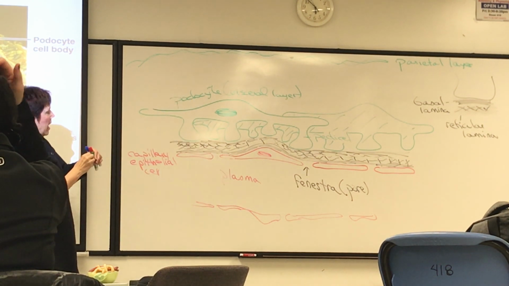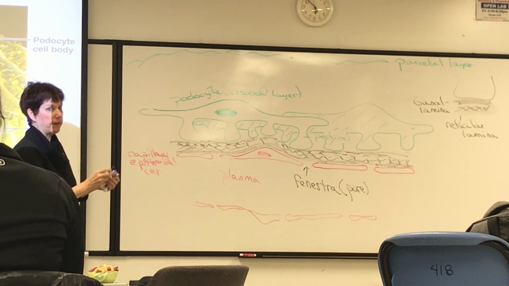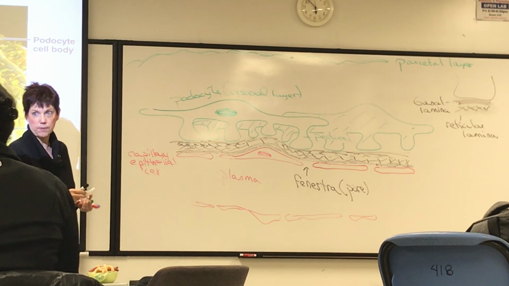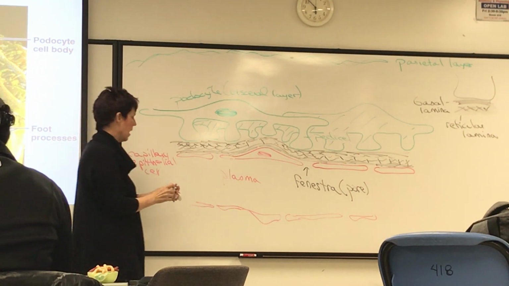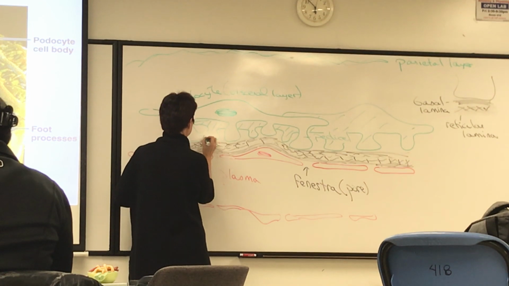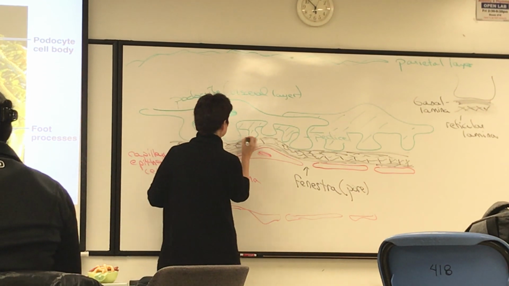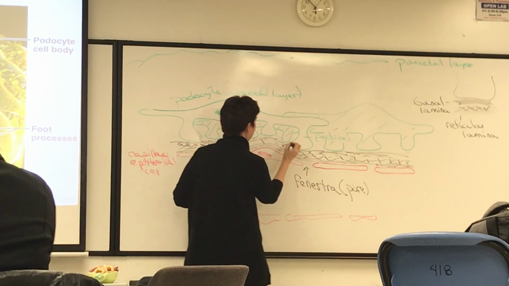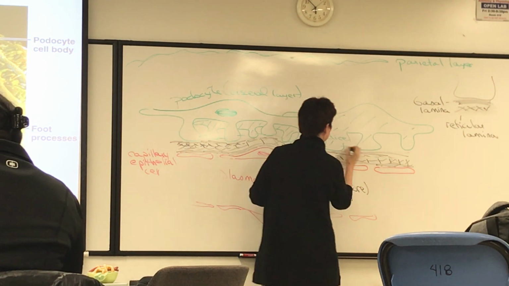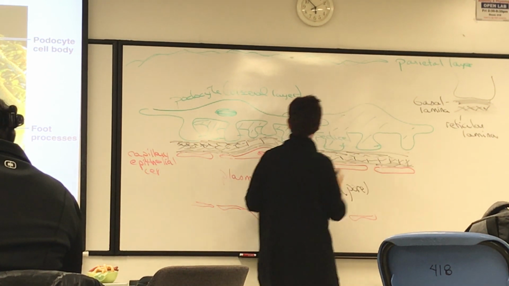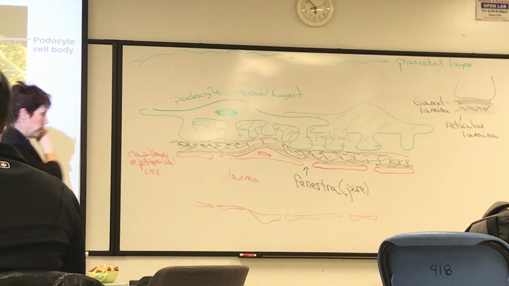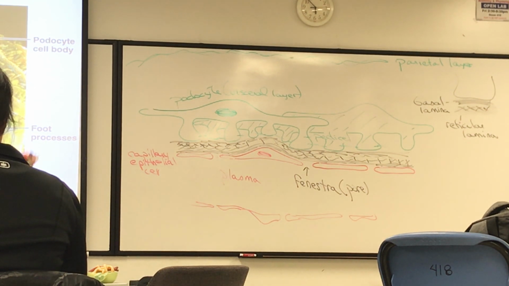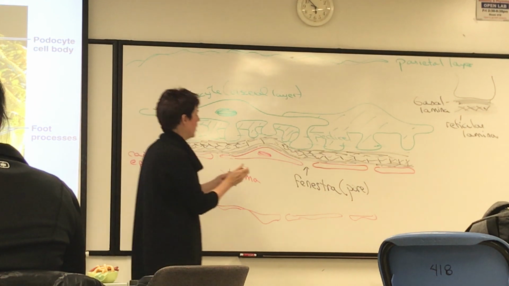So in between the foot processes, we have a filtration slit membrane. So it's not a completely open space, but it's made up of some proteins that have negative charges. And those negative charges affect the movement of particles through here. So we have the fenestra, we have the basement membrane, and we have the filtration slits.